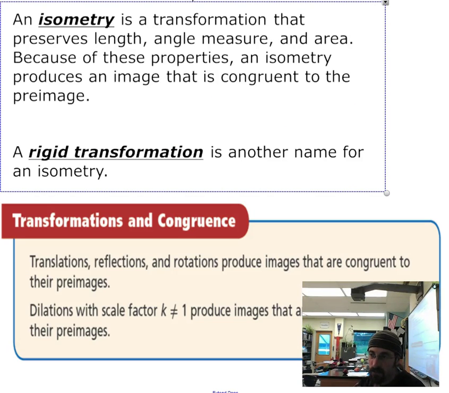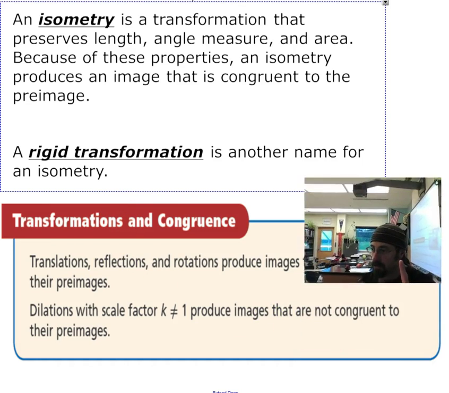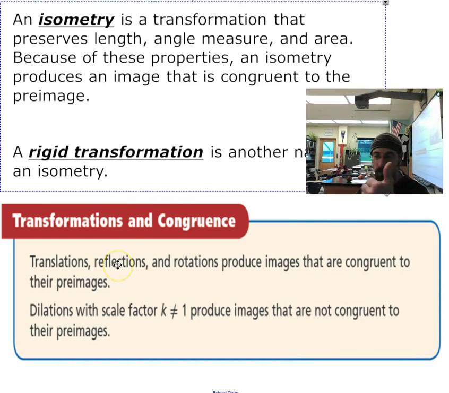Now, isometries are transformations that preserve congruence, which means the shape is exactly the same. All the angles are the same, all the lengths are the same. That's what a congruent figure is. So a rigid transformation is another name for an isometry. And just as a little side note here, translations, reflections, and rotations are rigid transformations. Dilations with a scale factor other than 1 are not rigid transformations.